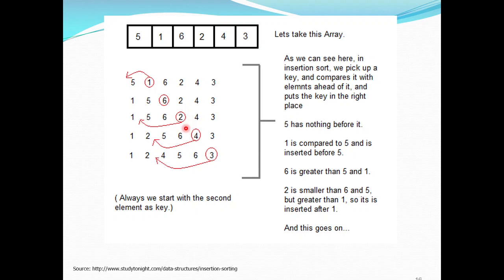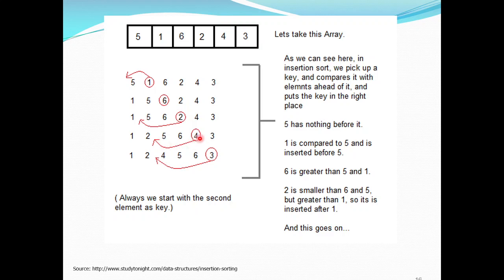Then we continue the loop, continue the process. Now we are at the fifth element. So 4 compares with 1. Is 4 less than 1? No. Is 4 less than 2? No. Is 4 less than 5? Yes. That means 4 needs to be inserted between 2 and 5. Before we can do that, we need to move 6 to the 5th location, 5 to the 4th location, and then the number 4 is copied to the 3rd location.